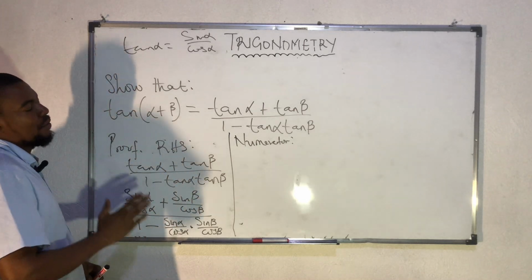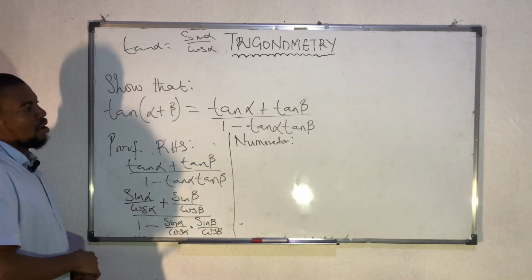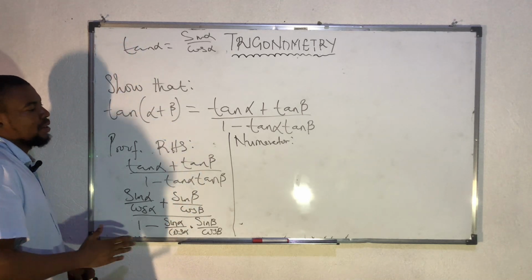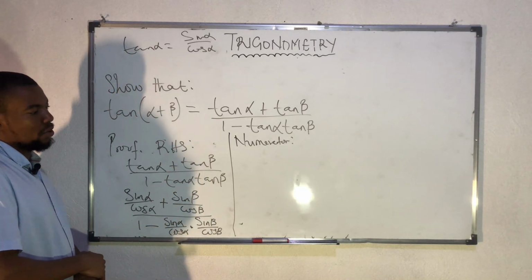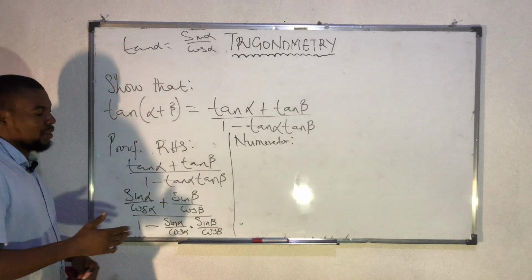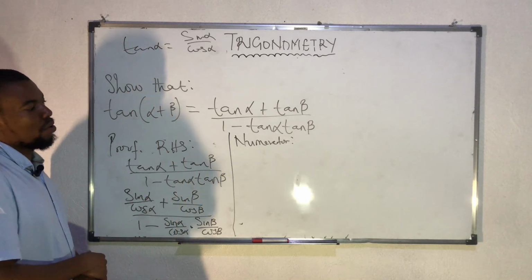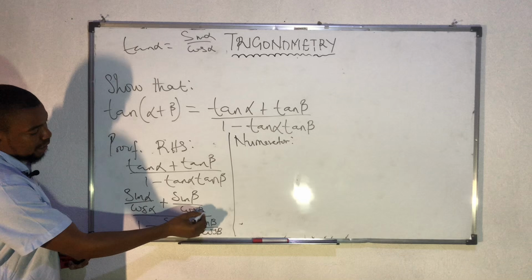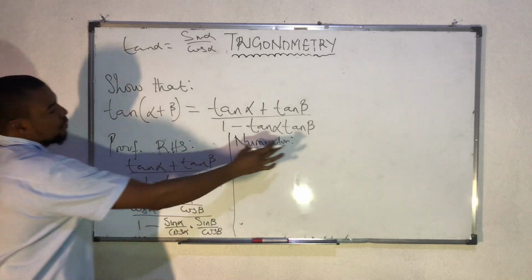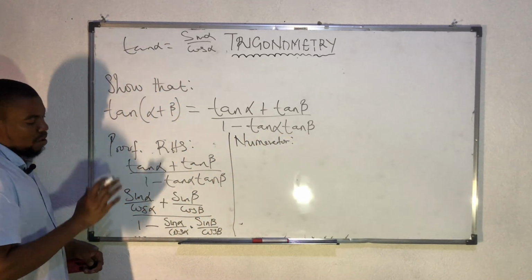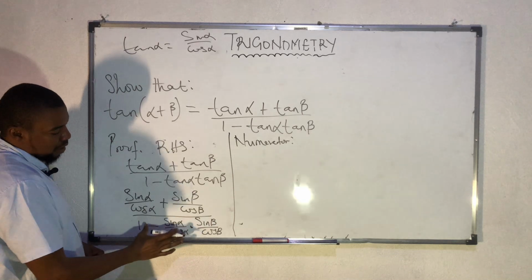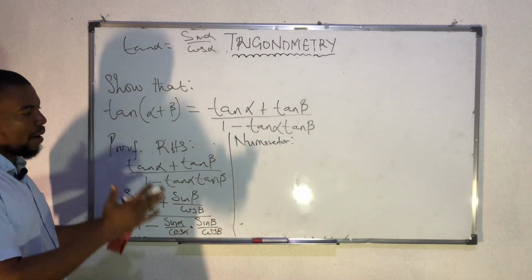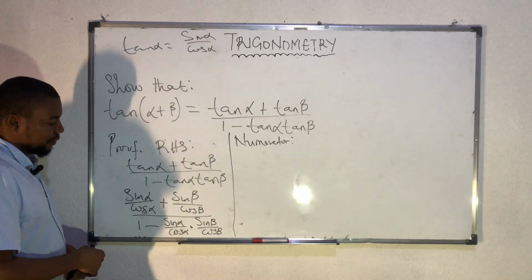Remember, I told you, whenever you're proving trig identities or simplifying trigonometric expressions, make sure you convert everything, if possible, to sine and cos for our simplicity's sake, because they are easier to work with. They're also easier to manipulate. Now, I'm going to copy the numerator here and simplify it first. When I'm done with the numerator, I'll copy the denominator and also simplify, then combine the two of them together.